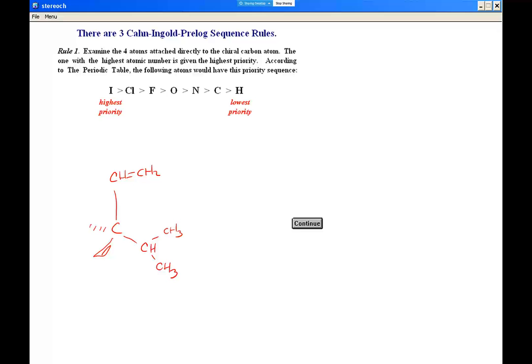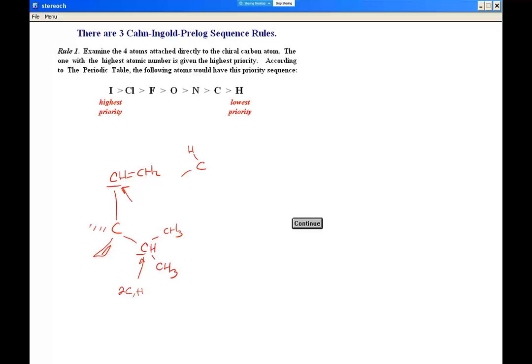So then I would say, well, what's attached to this carbon? First of all, I always have to go back to the beginning. Carbon versus carbon, tied. What's attached to this isopropyl group? What's attached to that carbon? Two C's and an H. What's attached to that carbon? Right now it is 1 C, 1 H, but that's not a fair comparison, right? So I've got to put it into its expanded structure.